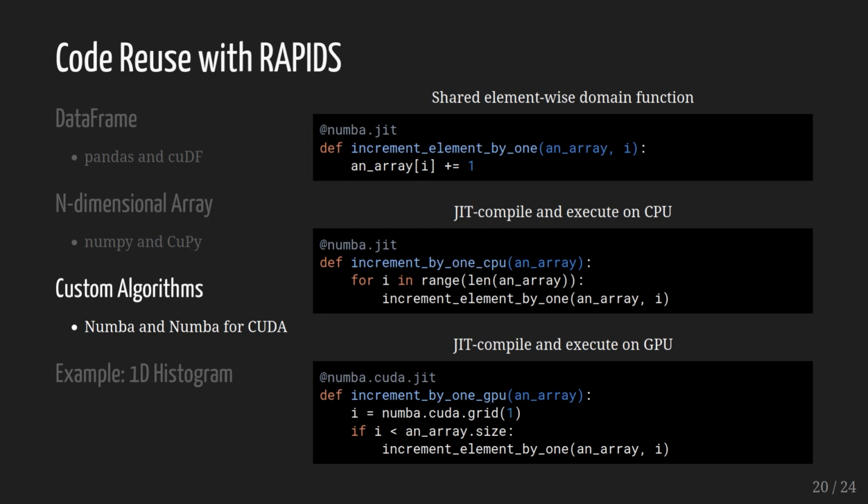The bottom function is a CUDA kernel that will be executed many times in parallel on the GPU. Numba makes it possible for CUDA kernel functions like this to call CPU-compatible Numba functions. And here we take advantage of this fact to call increment element by 1 from within the kernel. This CUDA kernel can then be called on a CuPy array, and it will increment the elements of the array by 1 without copying or transferring the array between CPU and GPU memory. Datashader makes heavy use of this design pattern to share significant amounts of logic between the CPU and GPU code paths.